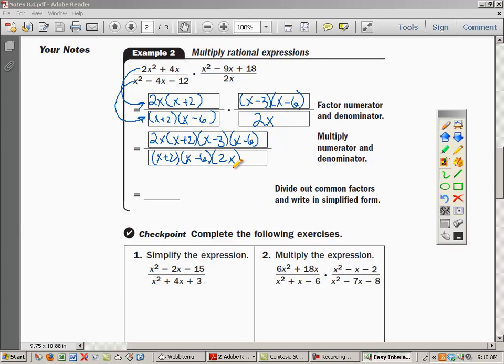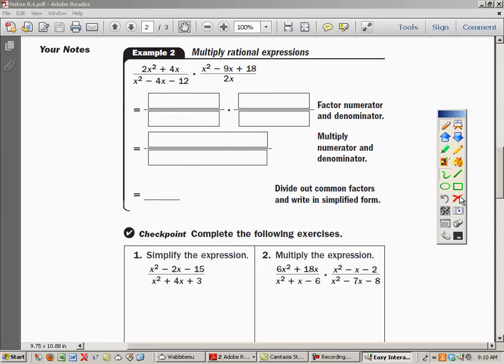Now let's simplify. Both top and bottom have a 2x. Both top and bottom have an x minus 6. And both top and bottom have an x plus 2. You're left with one term, which is x minus 3, and that's all. We started fairly complicated there, but when you rewrite each of these in factored form, we can very easily see what's common in the tops and in the bottoms.